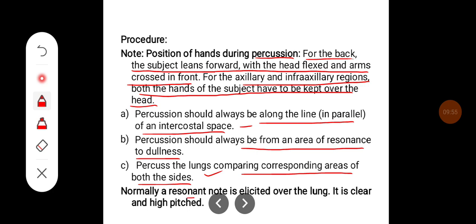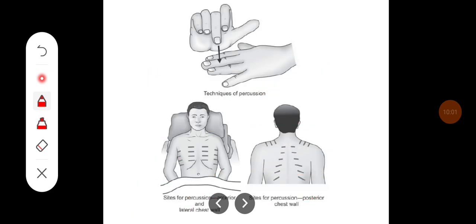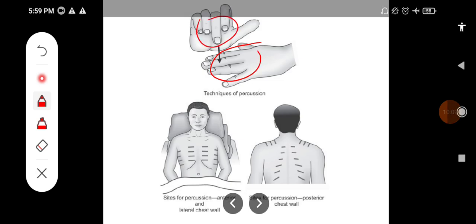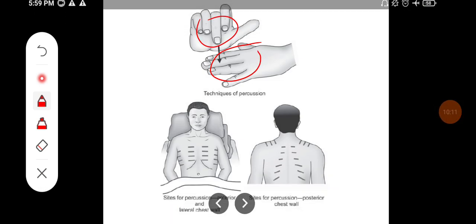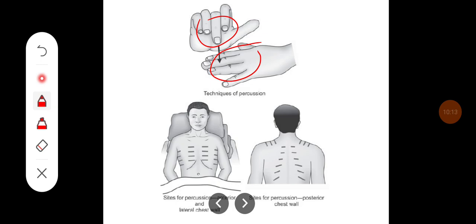Normally, the resonant note is elicited all over the lung. It is clear and high pitched. So this is how percussion is done. This is the pleximeter hand and this is the plexor. You have to give taps on the middle phalanx with your right middle finger. These are the areas of percussion, and they have to be parallel to the intercostal space.